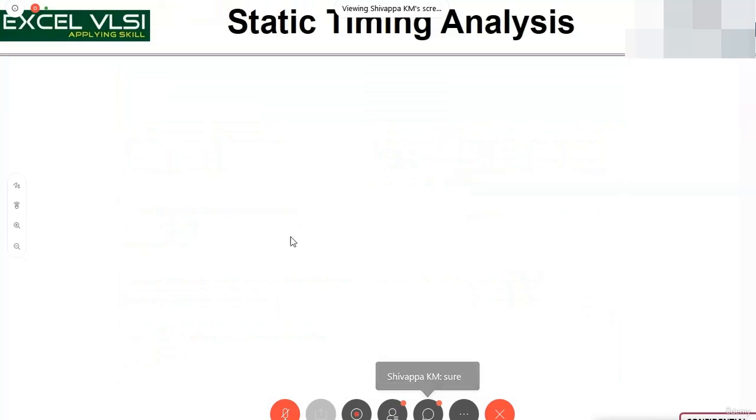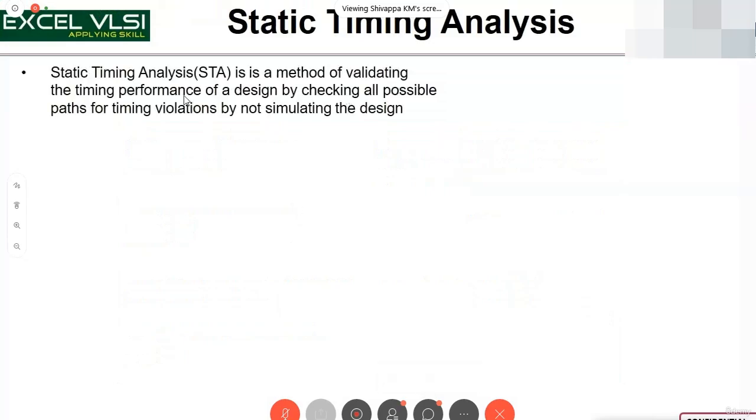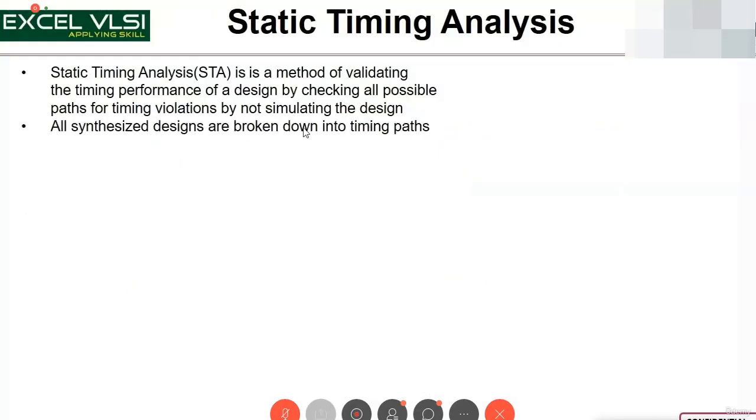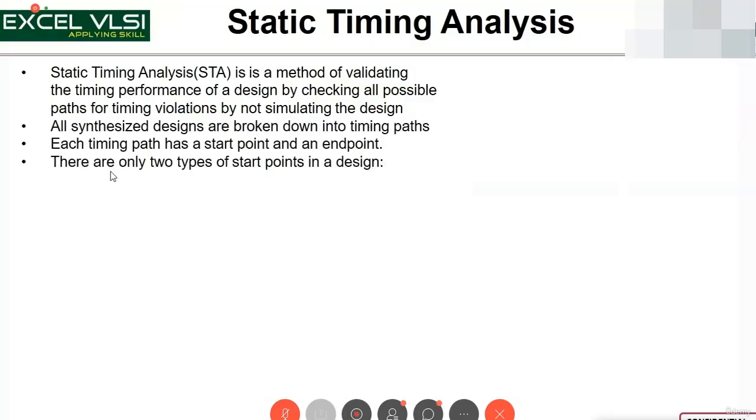So static timing analysis is a method of validating the timing performance of a design by checking all possible paths for timing violations, without simulating the design. All synthesized designs are broken down into multiple timing paths. Each timing path has a start point and an end point. There are only two types of start points in this one.